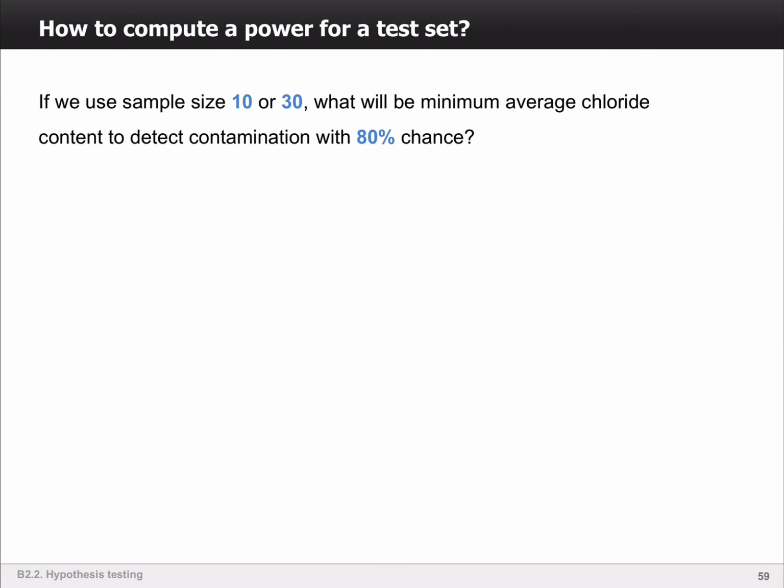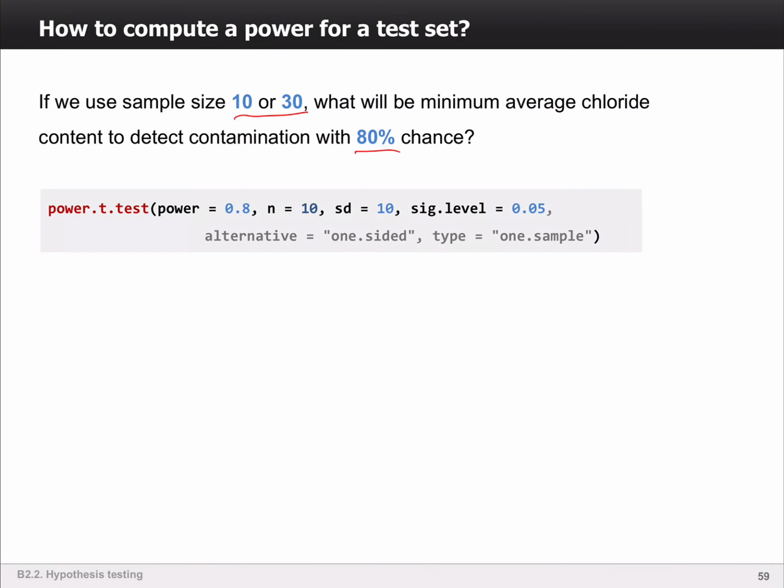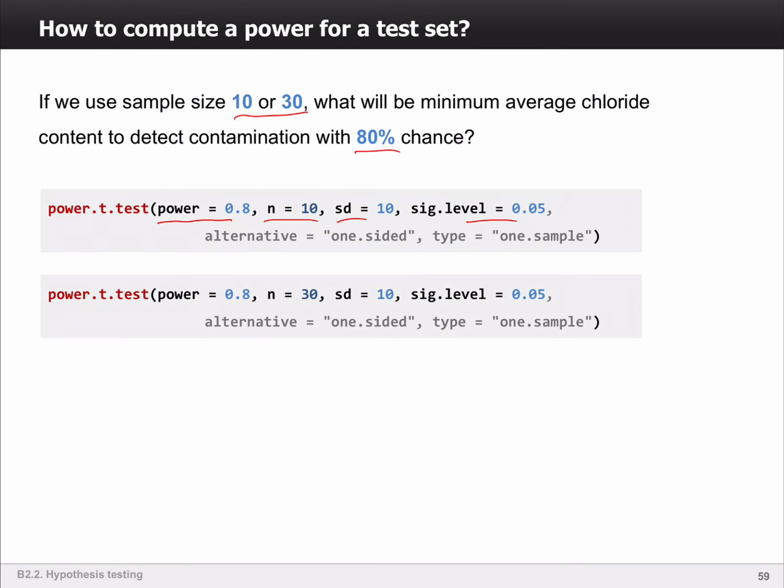Okay. And then finally the third. Now again, we know the sample size, and we know the power at the same time, but we don't know delta. So it means that if we have sample size 10, how big a contamination can we see? How big will be the difference between the true population average and the null hypothesis that we can see with a certain chance, with 80% chance? Or if we take sample size 30, how big a difference can we see? Well, in this case, again, we provide these arguments. We know power now and we know sample size, and we still provide the standard deviation, significance level, and so on. But we don't know delta. Okay, so I run it twice.